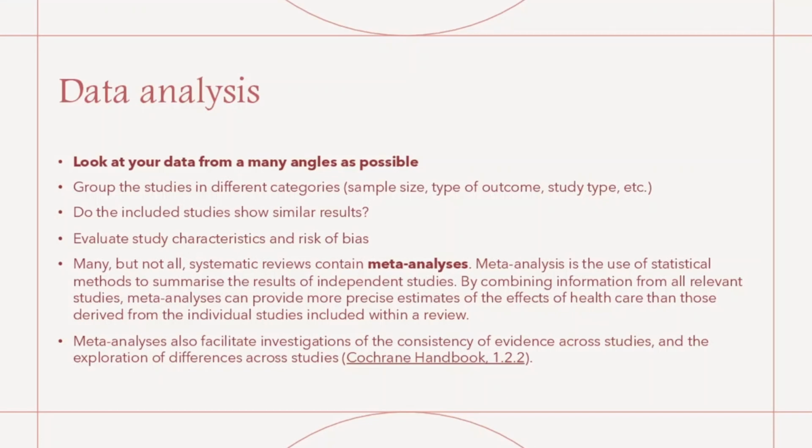In some instances, as I mentioned in the previous slides, a meta-analysis can be performed at the end of a systematic review. This is not compulsory and it is not always possible. What is a meta-analysis? It is a statistical method to summarize the results of independent studies. What a meta-analysis does is combine the information from all relevant studies and create an estimated effect of all these studies.